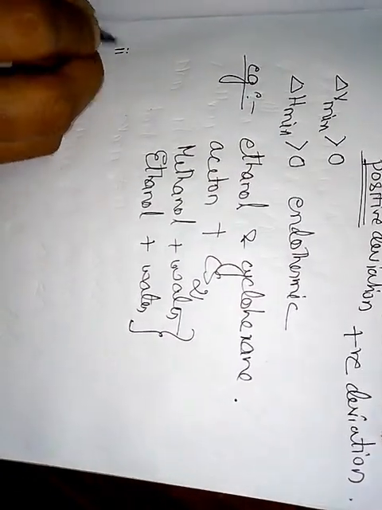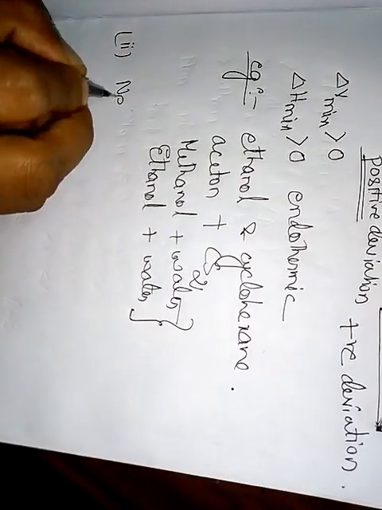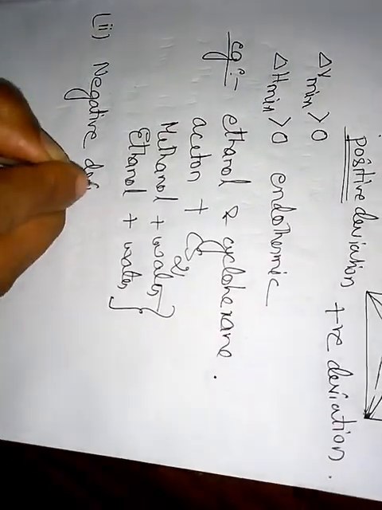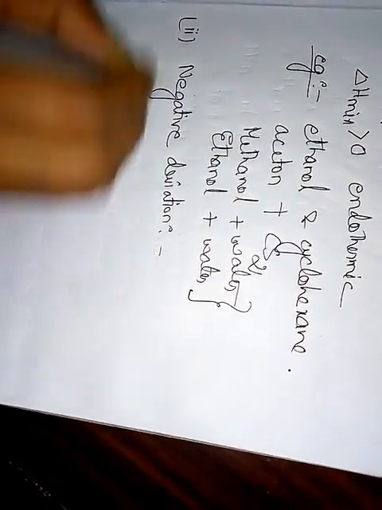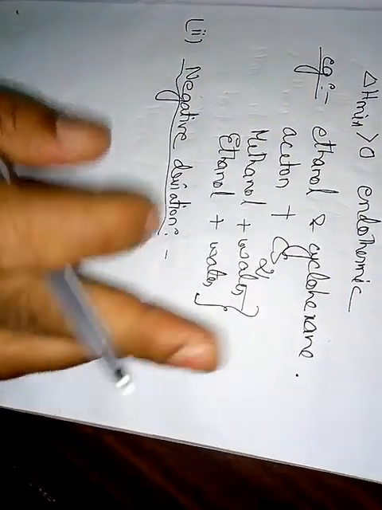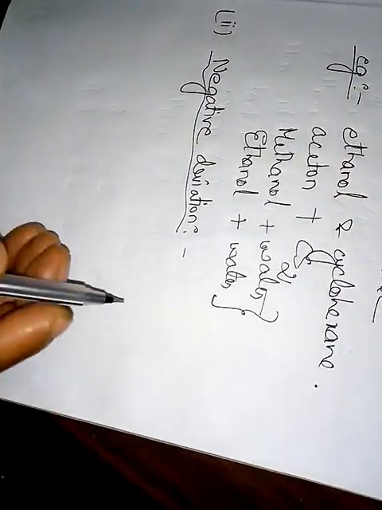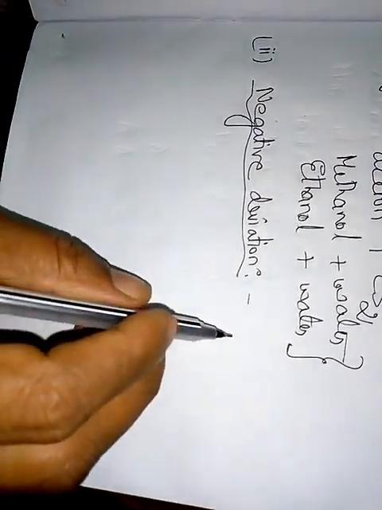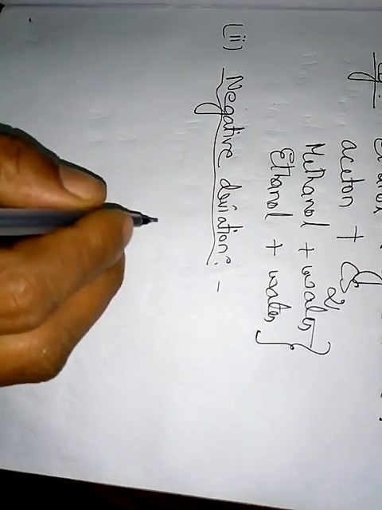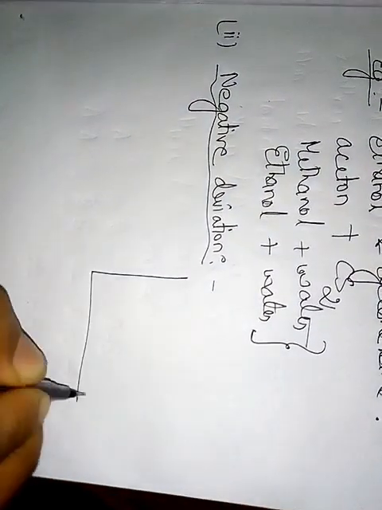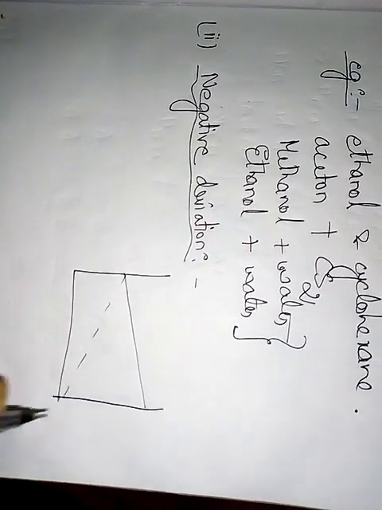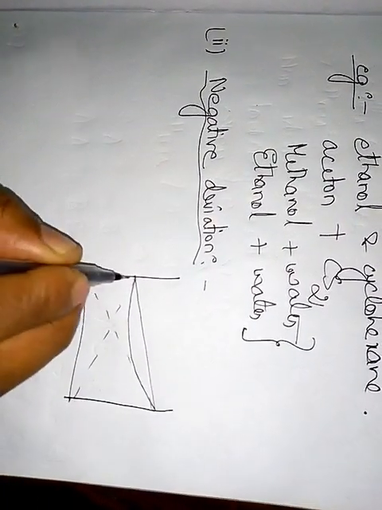Now, the negative deviation. The second category of non-ideal solution is your negative deviation. So, as we discussed, in case of positive deviation, the vapor pressure is increasing, or it is more than what is expected. Here it is less than that. So we have a little depressed graph, as we made for Raoult's law. It is a depressed graph.